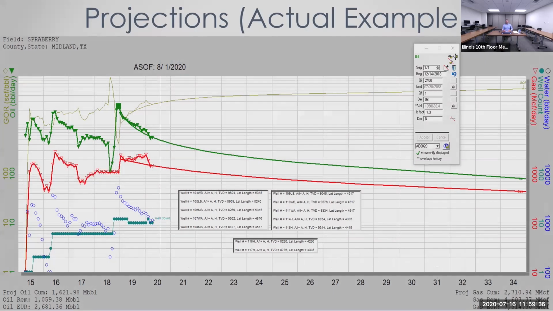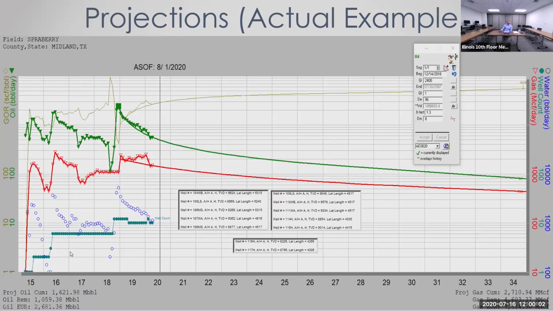All right, now this is the day-to-day job, actual examples. So this is a lease that has 10 wells. See, that's your well count right here. This is going to be your water production. This is going to be your gas production. This is going to be your oil production.